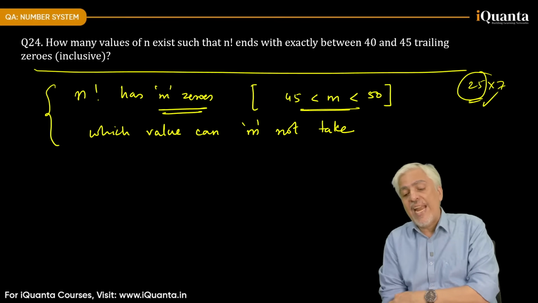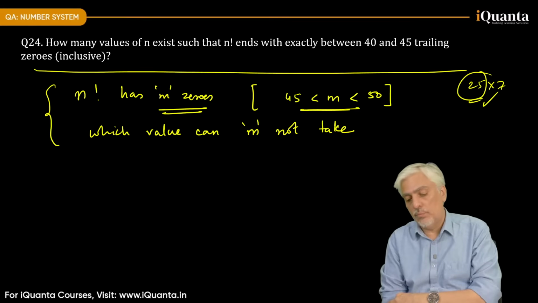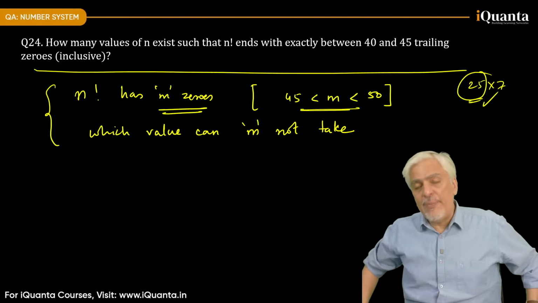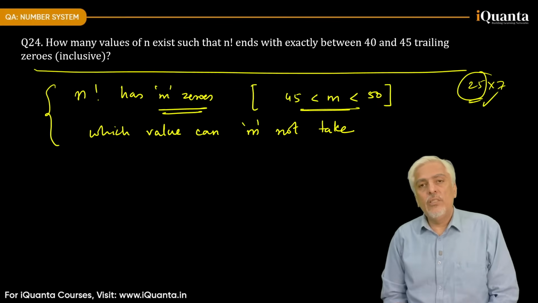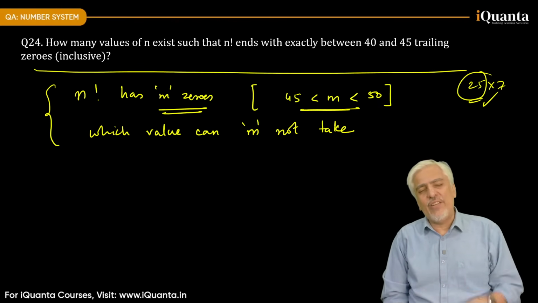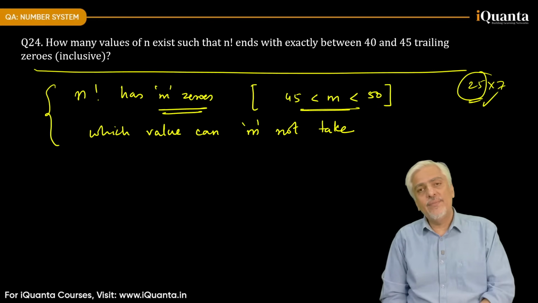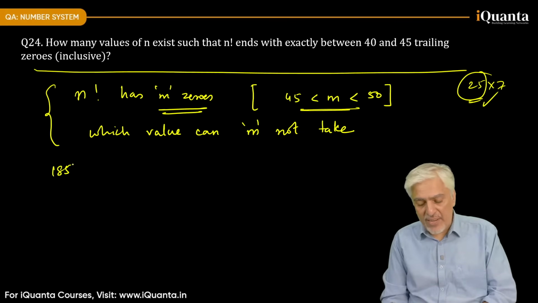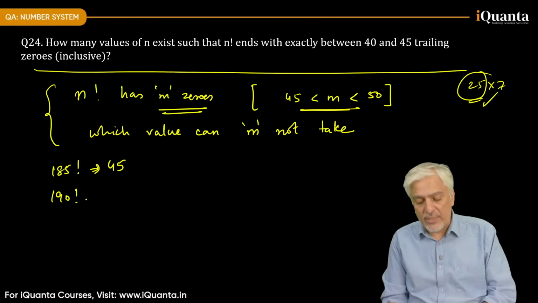Answer is 48. Let me explain how. Pay attention everybody. अभी हमने पीछे क्या किया? 185 के पास कितने जीरोस थे? 45 zeros, right? 185 factorial had 45 zeros. So 190 factorial has 46.